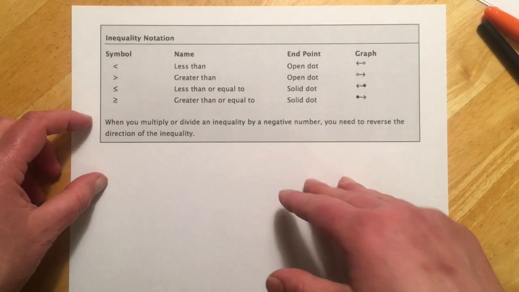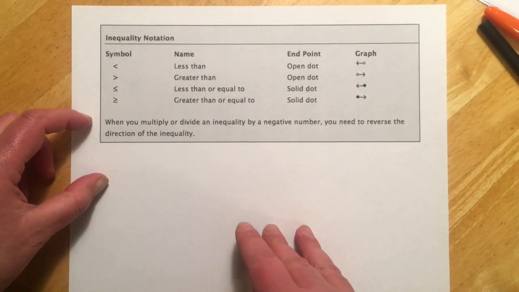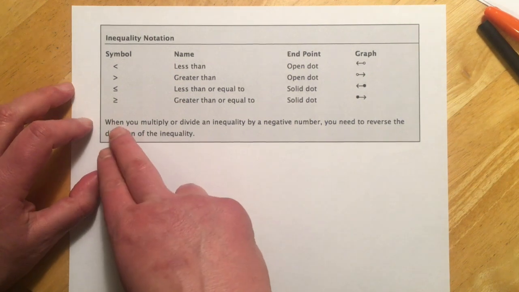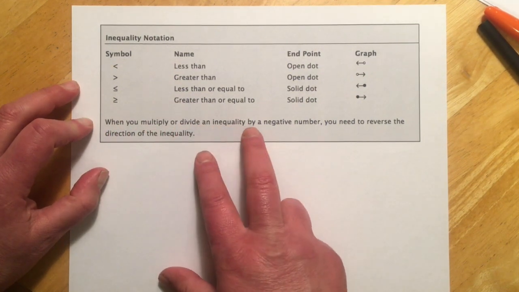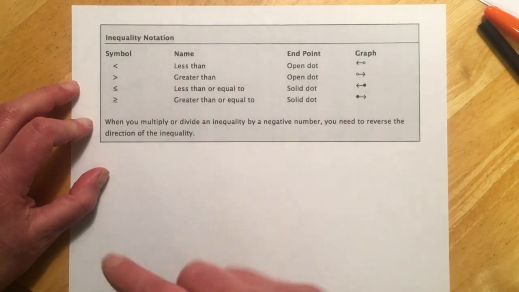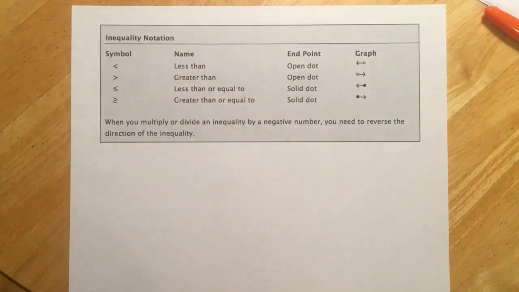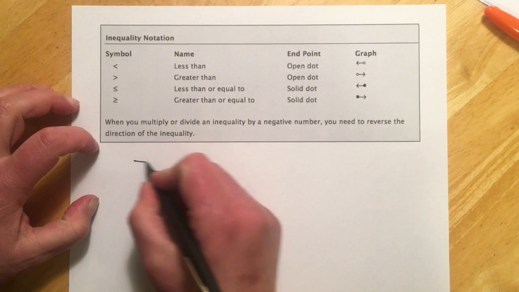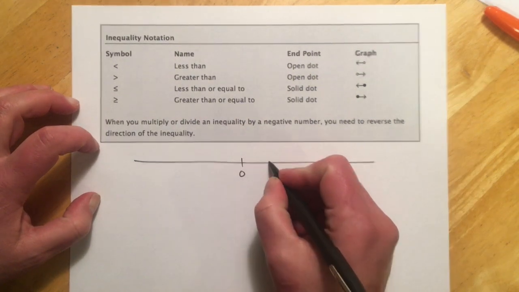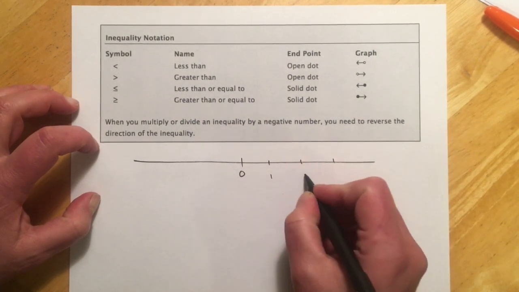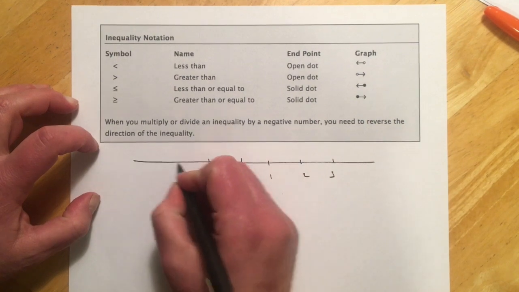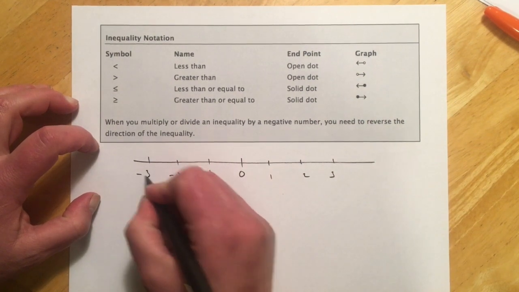The inequalities are going to solve exactly like the linear equations, with one exception, and that's right here. When you multiply or divide an inequality by a negative number, you need to reverse the direction of the inequality. And let me show you really quick why that is. If we think of a number line, we've got 0, 1, 2, 3, and -1, -2, -3.